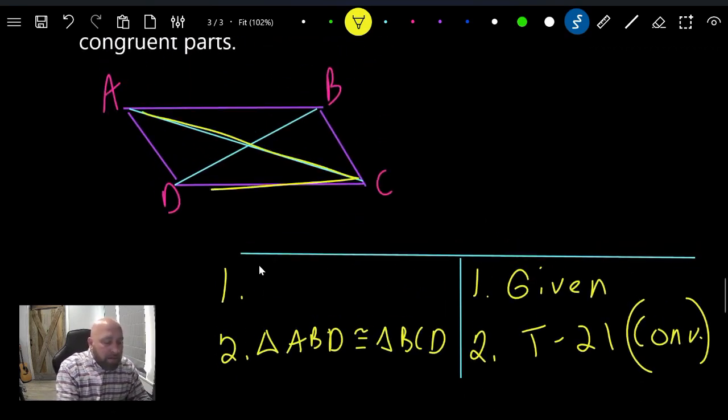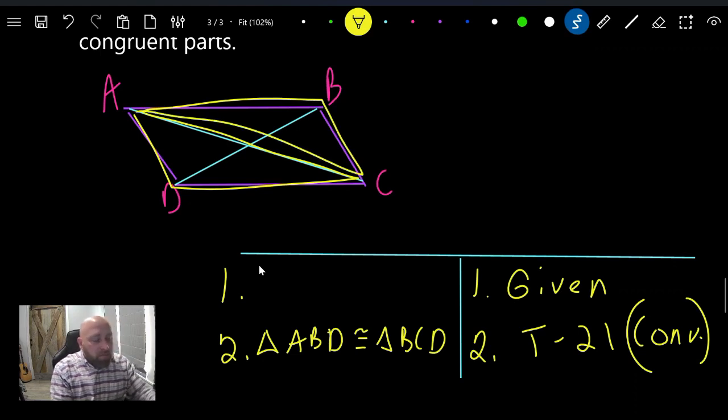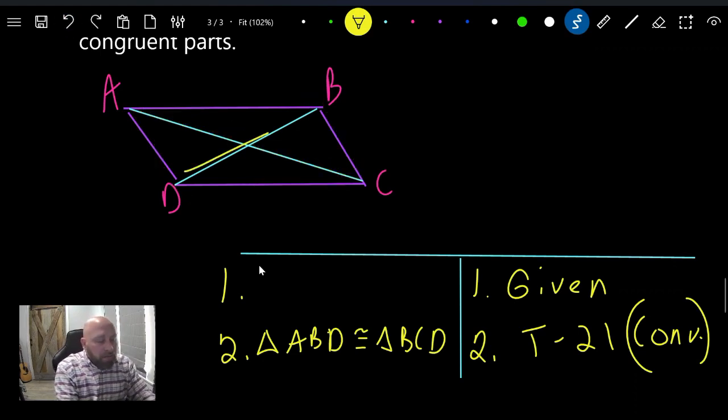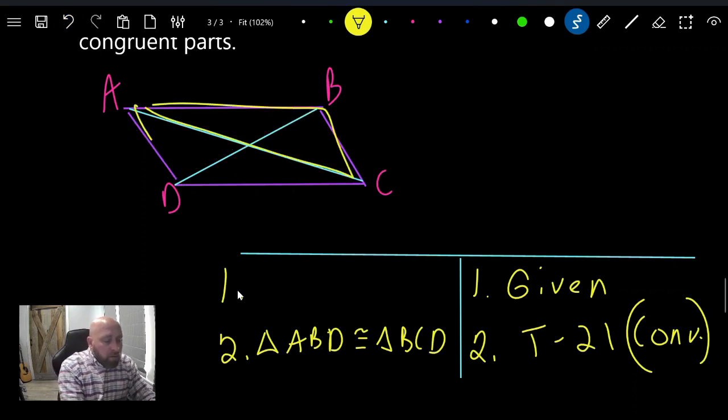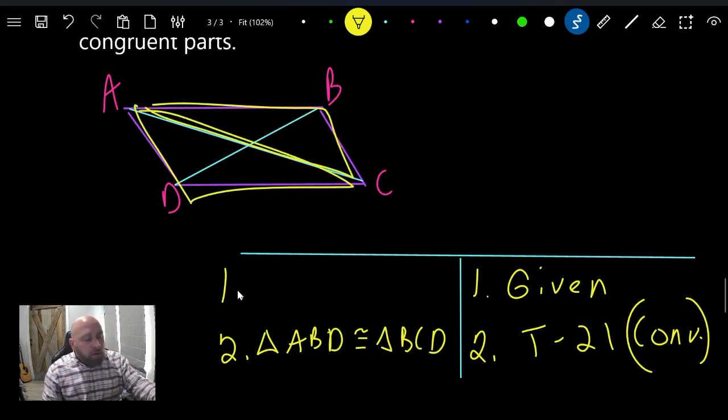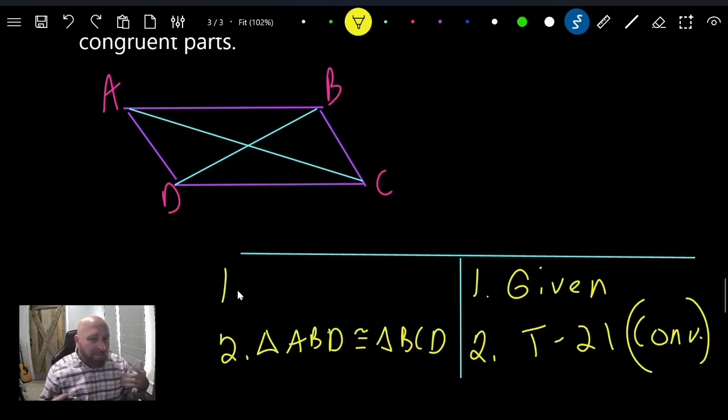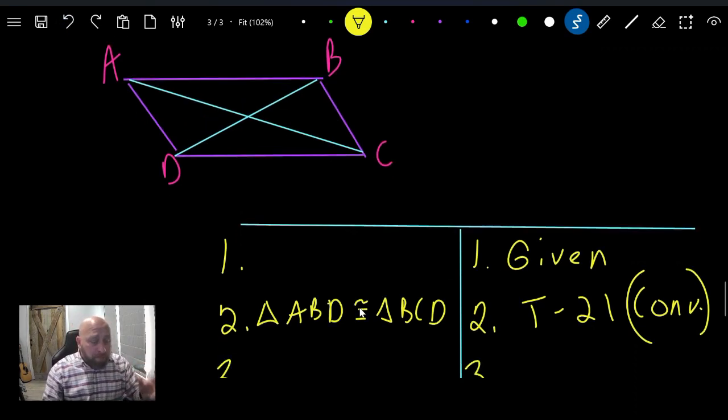The next place that I would probably go with that is, now that we have that these are congruent, you would prove that these two things are congruent. So you could do both sets of triangles there. So this one, and you could do this one. You could go either direction there. You don't have to prove them both. You just have to prove one of them, but you could prove both of them separately.